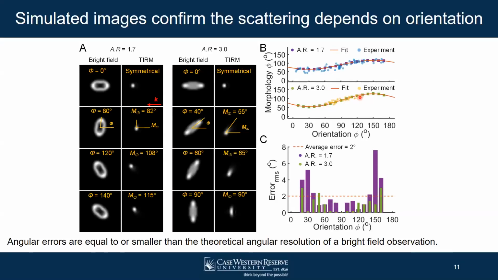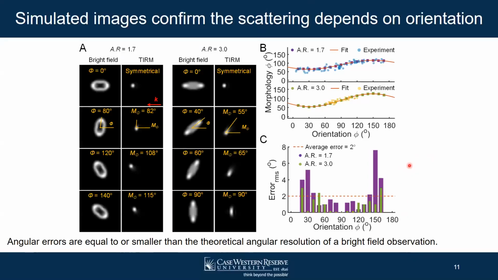So the average error in determining the azimuthal angle for these data was about 2 degrees, which is important to note is equal to or smaller than the angular resolution for bright field observation in the azimuthal angle. And it's important to realize that the azimuthal angle is actually the easier of the two angles to determine in bright field microscopy. The polar angle is actually quite a bit more difficult to determine accurately in bright field microscopy.